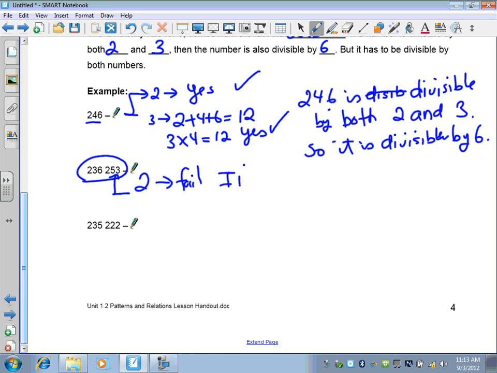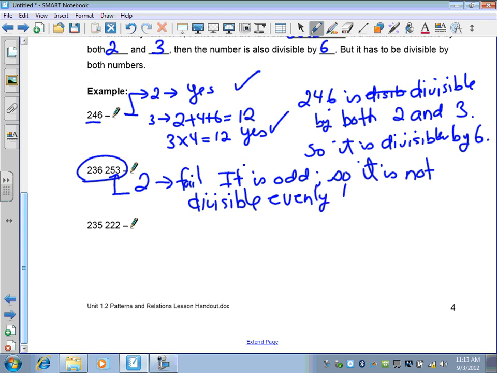So you can say it is odd, so it is not divisible evenly by 6.